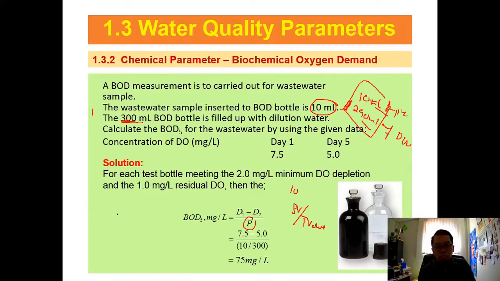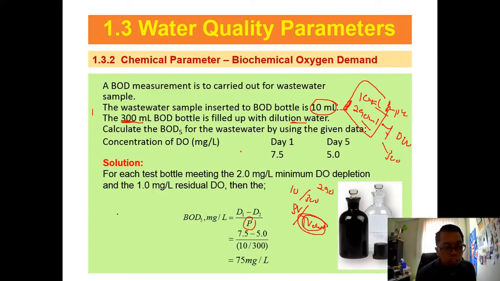Total volume plus dilution water plus sample water, so you get 300. So you need to divide by 300, not to divide by 290. The formula uses the total volume, not the total dilution water. So you need to read the question properly.